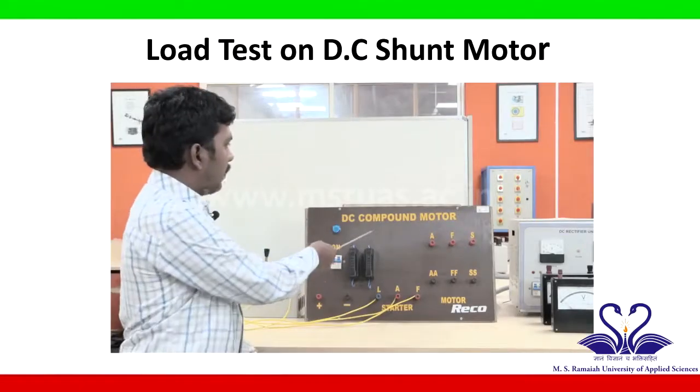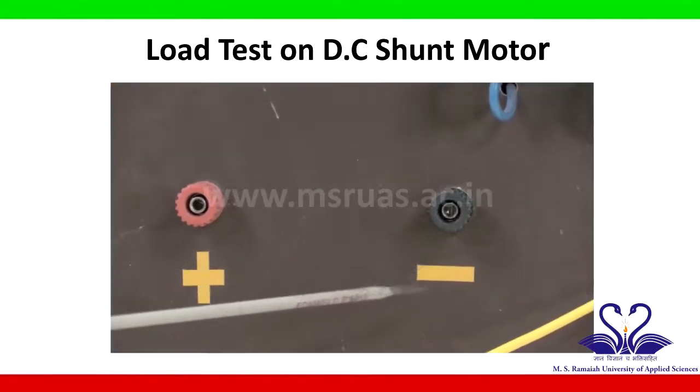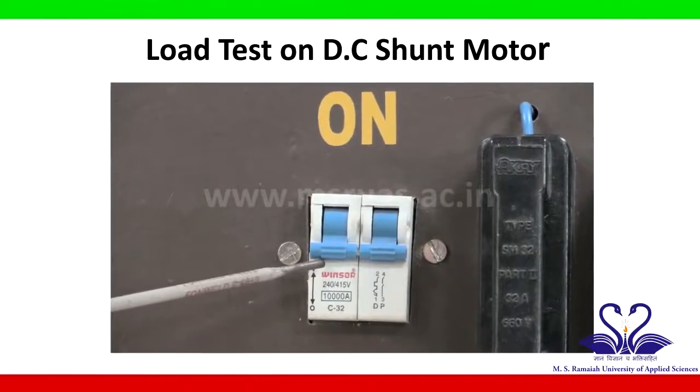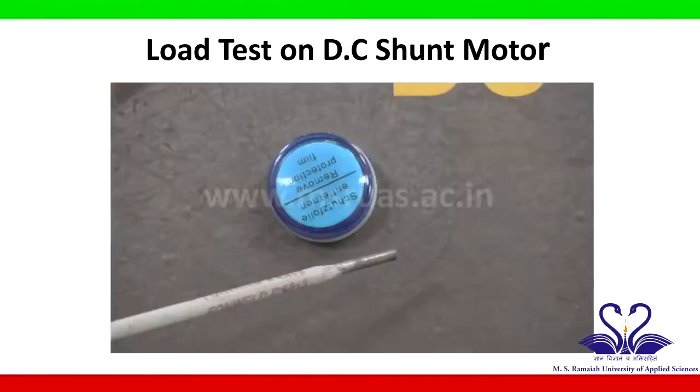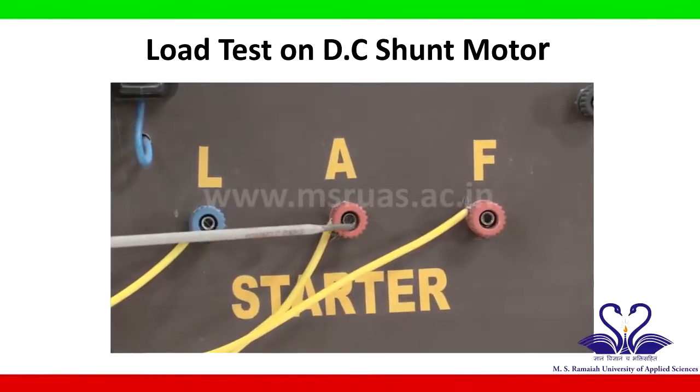This is the panel of DC compound motor. It consists of supply terminals, that is positive and negative. Next, DPST switch, that is double pole single throw switch. Next, indicator. Next, two fuses. Next, 3-point starter terminals, that is L, A, F.